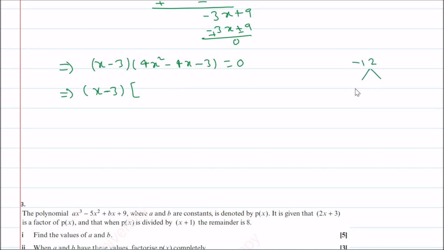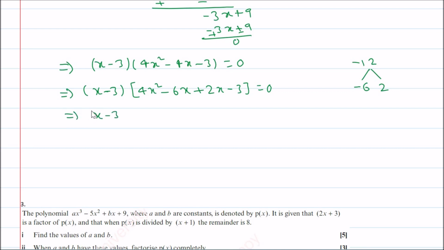Minus 12, we need to find the two factors in such a way that the sum should be minus 4. So minus 6 and 2. Minus 6 into 2 is minus 12, and minus 6 plus 2 gives us minus 4, the coefficient of x. So we can write here 4x square minus 6x plus 2x minus 3, and that is equal to 0.